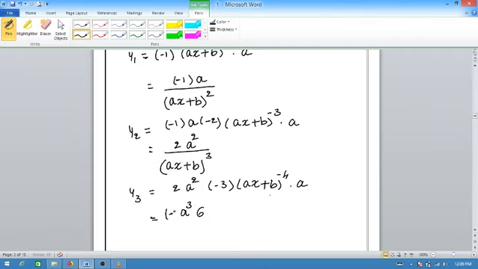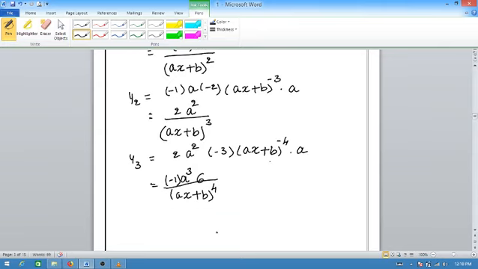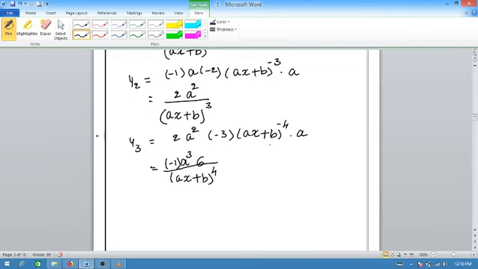So minus 6 a cube divided by (ax plus b) whole raised to 4. If I continue like this, we can find out the nth derivative.